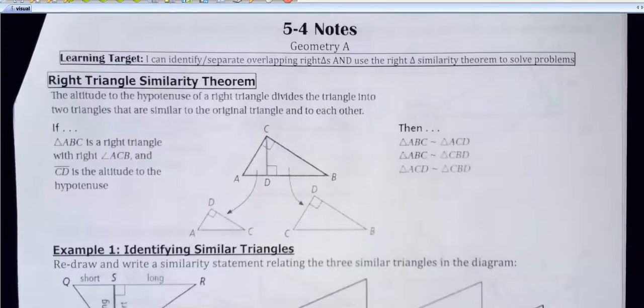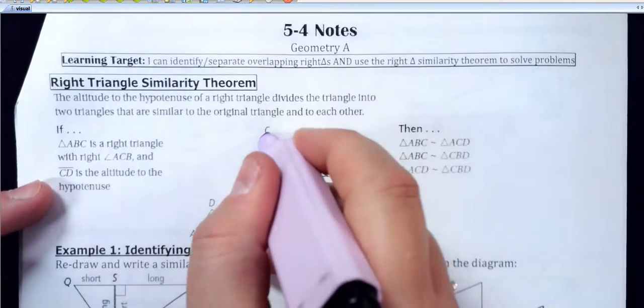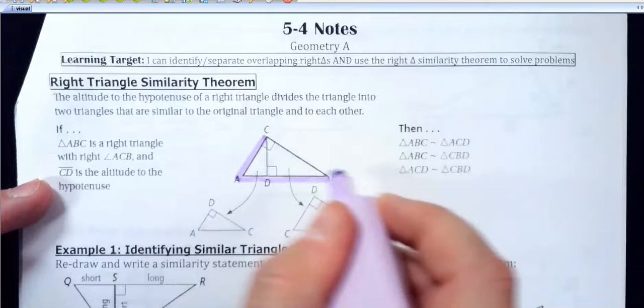But I'm just going to color it for you here. Okay, so what I have is a right triangle kind of in the middle of this picture, and I'm going to just outline that real quick. Here's my little right triangle here.